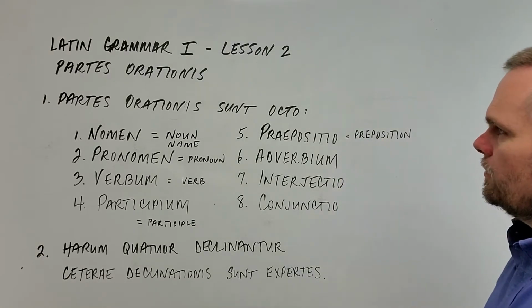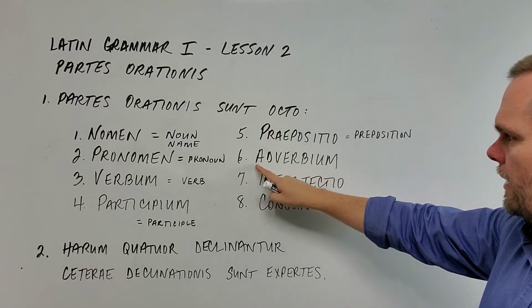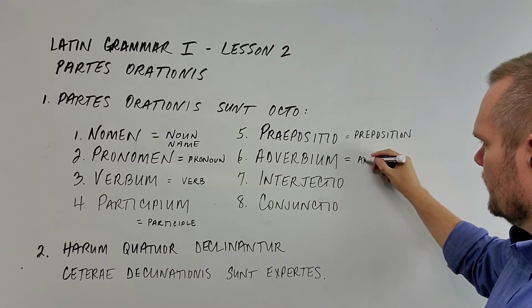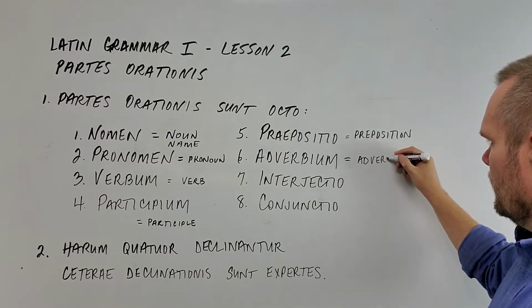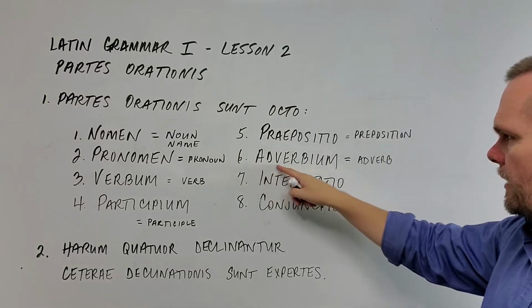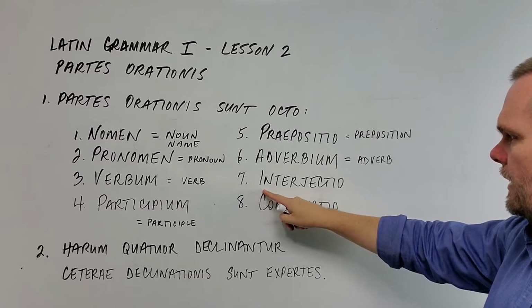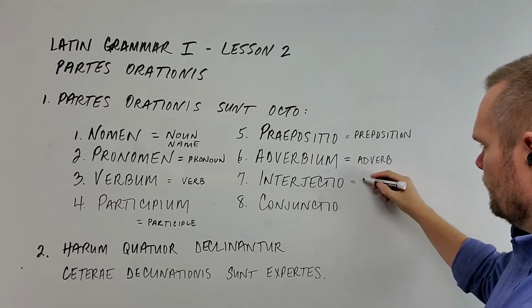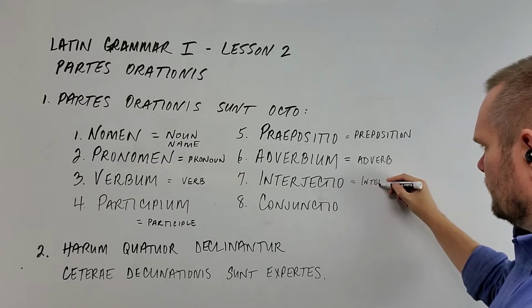That's the fifth part of speech. Then we have adverbium, which is simple enough to see that that's an English adverb, adverbium. Then we have interjectio. In English, these are called interjections.